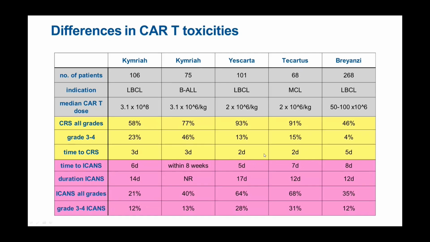So as these T cells undergo that explosive expansion in the patient, they release their cytokines and the patient looks as if they are septic, with low blood pressure and low oxygen and high temperature. Similarly, then, the timing to ICANS is a bit shorter in contrast to the 4-1BB constructed products, and the duration of ICANS can be slightly longer, and a higher proportion of patients have any grade of ICANS.